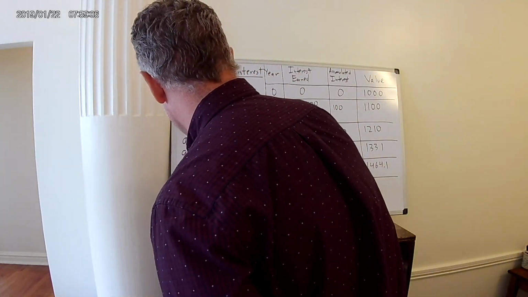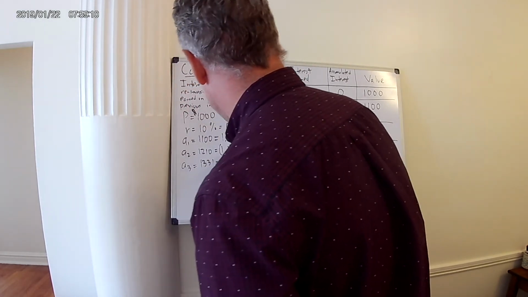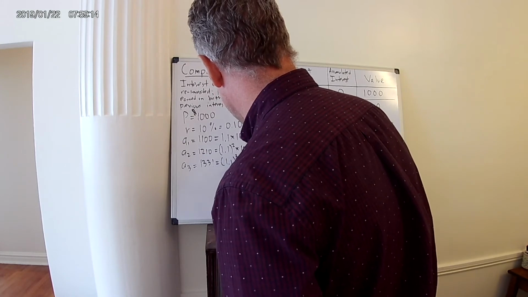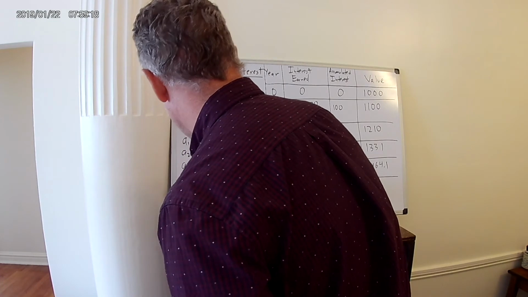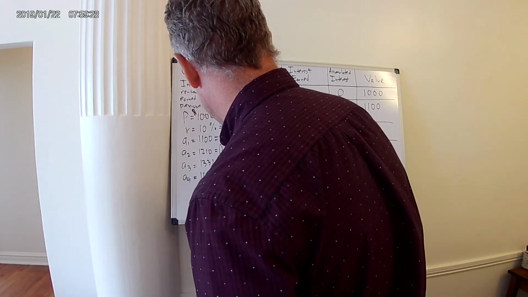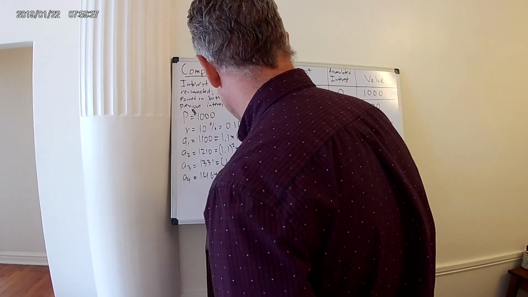A3, see if you guys can guess what A3 is. A3 is 1,331. Which it turns out is 1.1 cubed times 1,000. Okay, let's do one more. A4 is 1,464.1, which is 1.1 to the 4th power times $1,000.